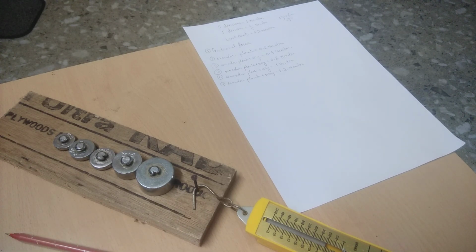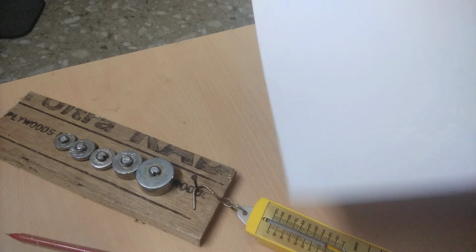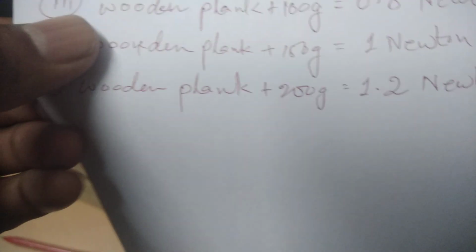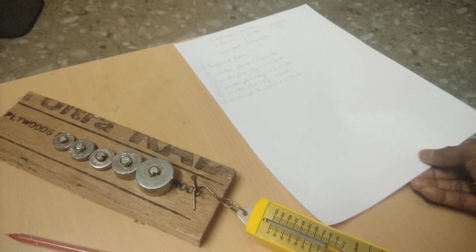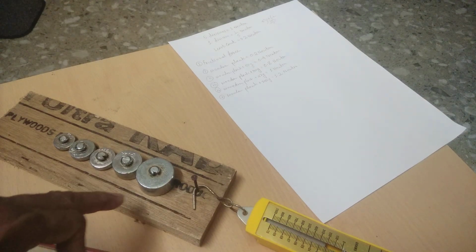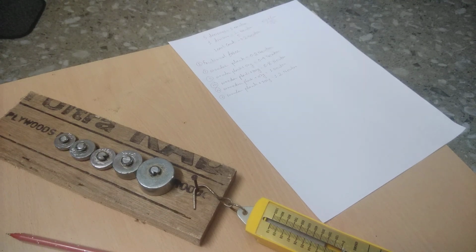In this way, we can find the frictional force, right? Therefore, we are getting the result that whenever we increase the weight on the wooden plank, the frictional force increases, right? In the first case, with only the wooden plank, it is 0.2 Newton. When we put 50 gram on the wooden plank, it is 0.4 Newton. When we put 100 gram, the frictional force is 0.8 Newton. When we put 150 gram, it is 1 Newton. And wooden plank plus 200 gram, we are getting 1.2 Newton. That means whenever we increase the weight on the wooden plank, the frictional force increases, right?